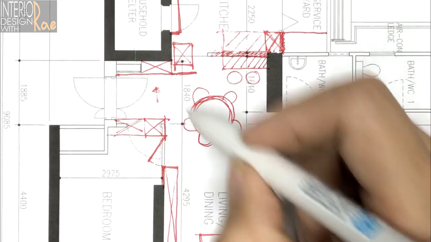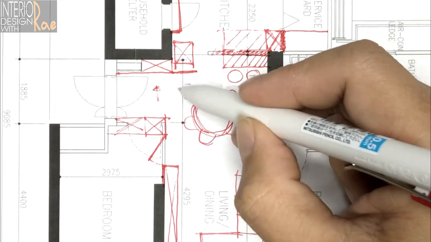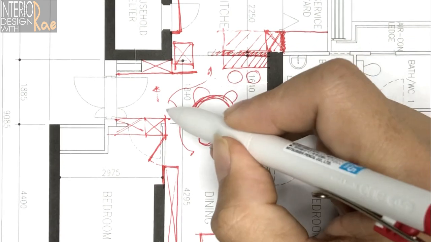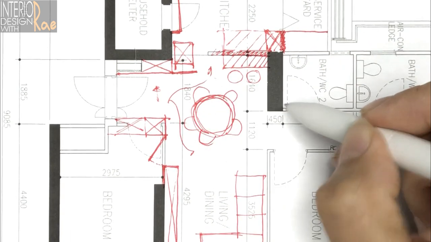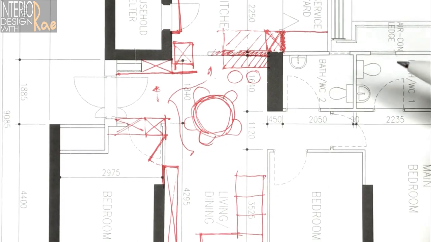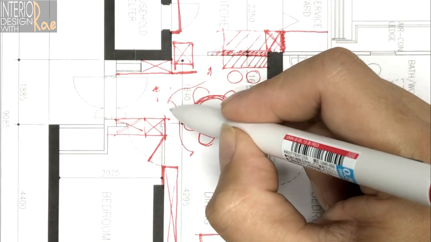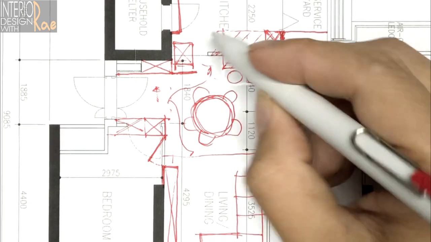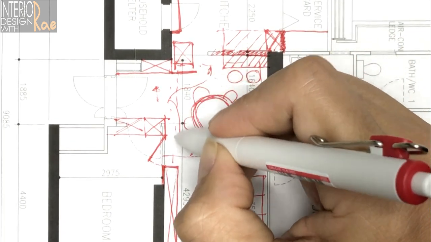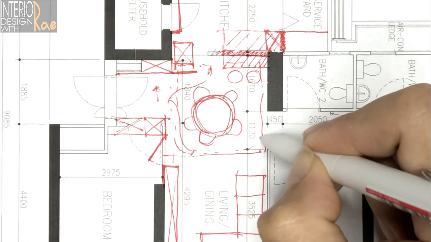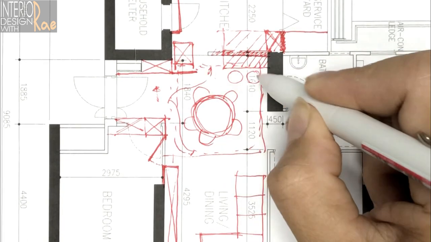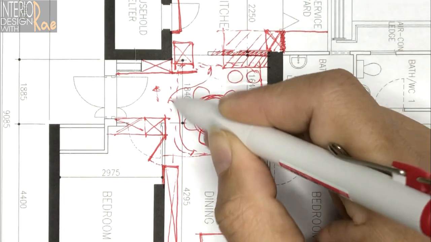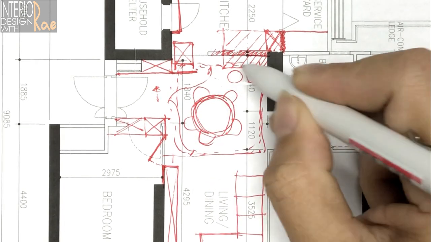So that still leaves ample space for the traffic. It's not too cramped. And since this is a square, I've created a little bit of false ceiling at the top here with LED cove lights right around it.